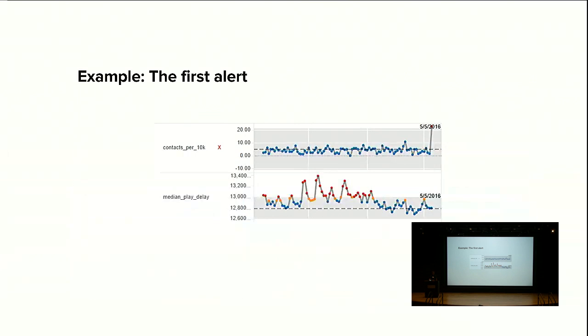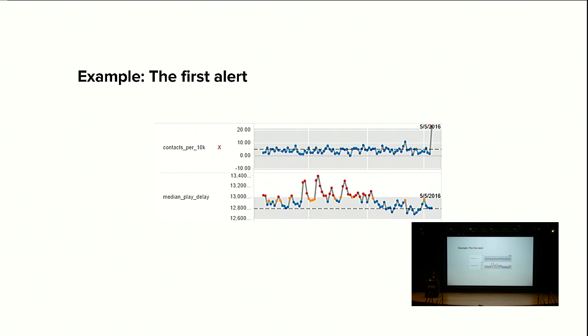So I'm just going to run through a quick example of this. It's mostly a real incident that happened. This is from an email alert that we got one morning that basically shows this metric, contacts per 10K, so that's customer support contacts per 10,000 users. So it spiked up one day, basically.